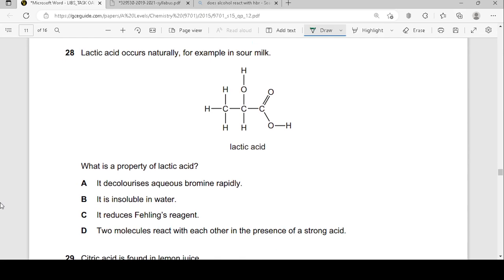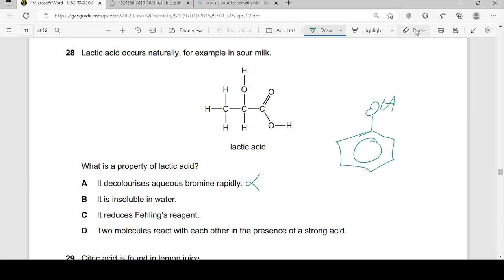Now, lactic acid occurs naturally, for example, in sour milk. Cool. What is the property of lactic acid? It decolorizes aqueous bromine rapidly. It does not have any alkene group, so I would say no. Nor is it phenol, but that's more of an A2 thing, so I'm not telling you about A2.